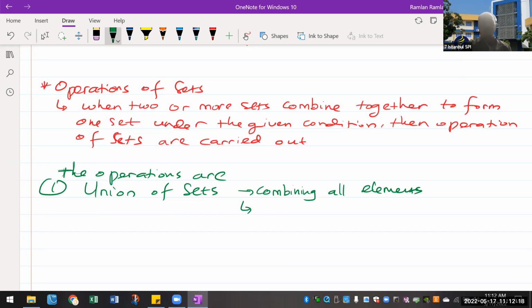It is denoted by this symbol. The symbol is like the letter U, but it doesn't have any tail. The letter U has a tail, but this one doesn't, it's just like a U shape. We read this as union. I'm going to give you one example.